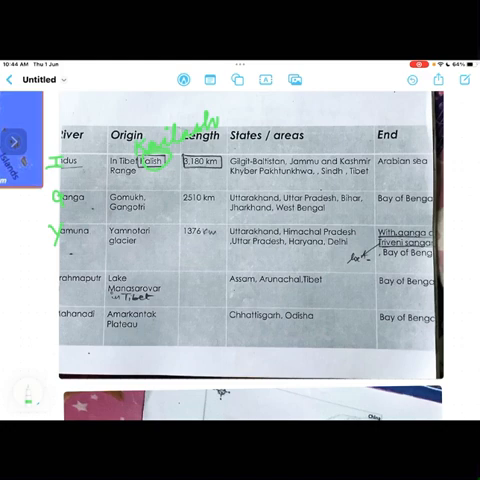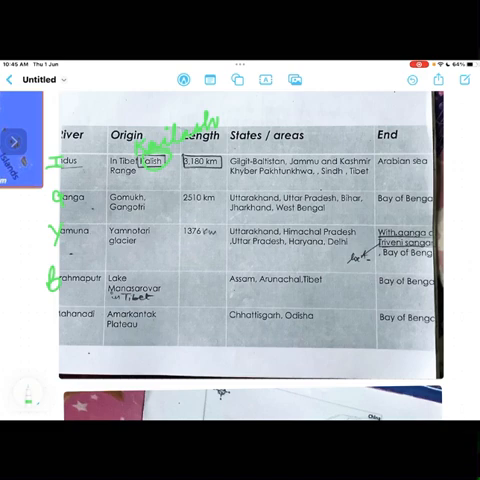And then comes the Brahmaputra River. Brahmaputra is known as Zangpo when it is in Tibet, and it originates from Lake Mansarovar, which is also in Tibet. The areas that it crosses are Assam, Arunachal, and Tibet. The ending and meeting point is the Bay of Bengal.